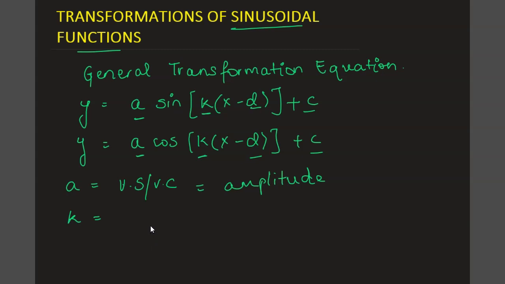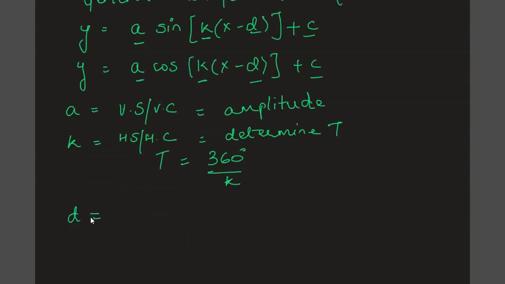K, from the introduction to functions unit, you know, gives you horizontal stretch or horizontal compression, whereas in sinusoidal functions k is going to determine your time period. And in order to use k to find out your time period, the formula is 360 divided by k value. D, you know from your previous knowledge, represents horizontal translation. In sinusoidal functions, it also represents phase shift. C, again from the previous knowledge you know, represents vertical translation.